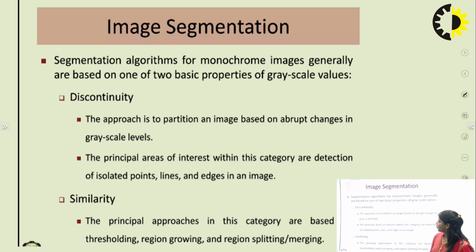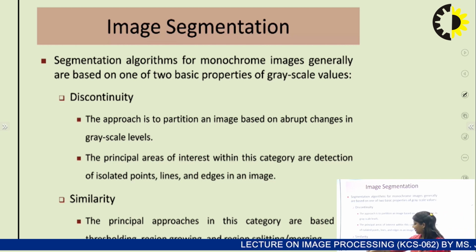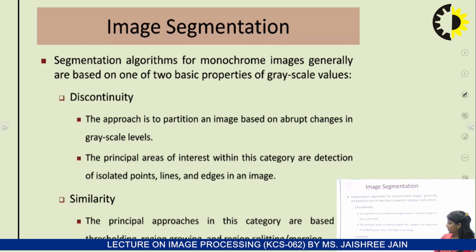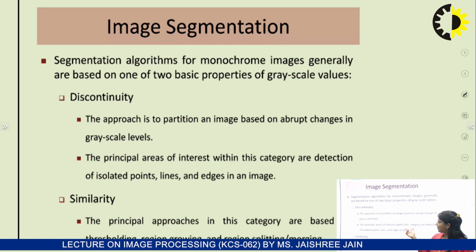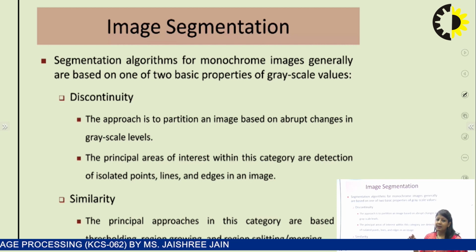Next, I already told there are two methods of image segmentation: based on discontinuity and based on similarity. Similarity means we are combining similar objects, similar pixels or similar frames in a video. In the case of similarity, we can apply the thresholding method, region growing method, and region splitting and merging method. In case of dissimilarity we can have three methods: based on isolated points, based on lines and based on edges.